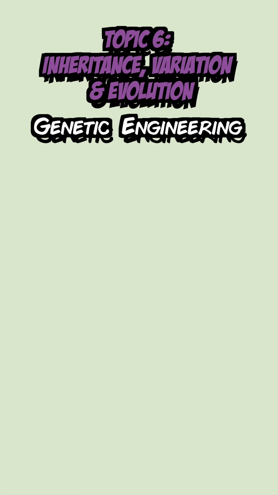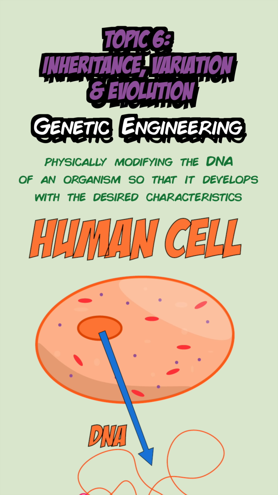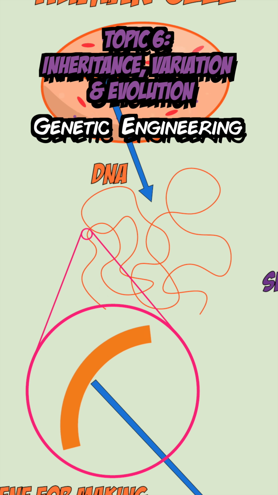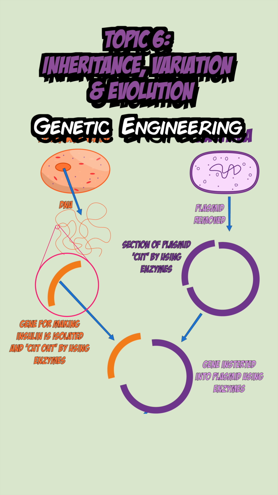Genetic engineering also involves creating organisms with desired characteristics, but this involves physically modifying the DNA of the organism so that it develops with the desired characteristics. This involves isolating and cutting out the gene for the desired characteristic from the human cell. So for example, if we wanted to create insulin for treating diabetes, we would cut out the gene responsible for making insulin. We then insert this into a plasmid of a bacteria cell.